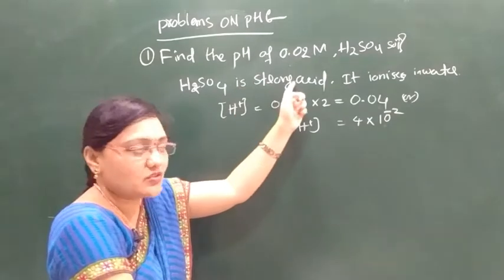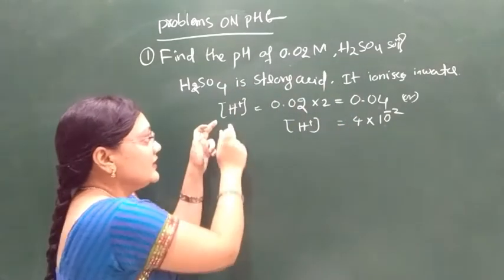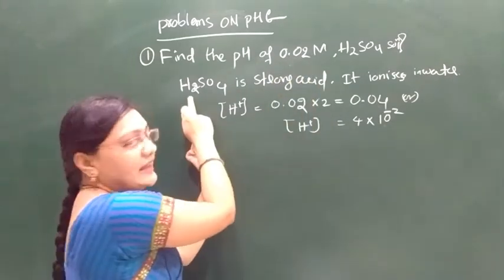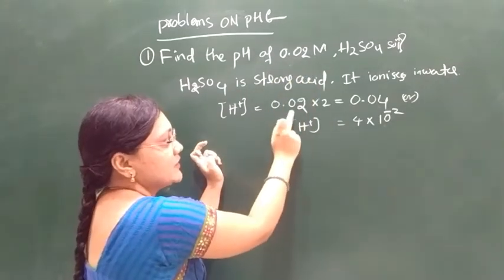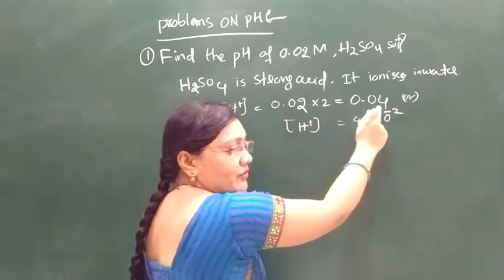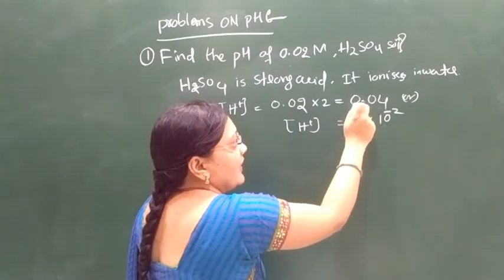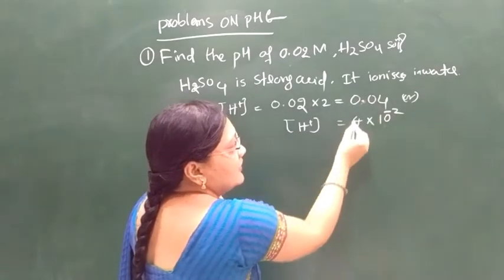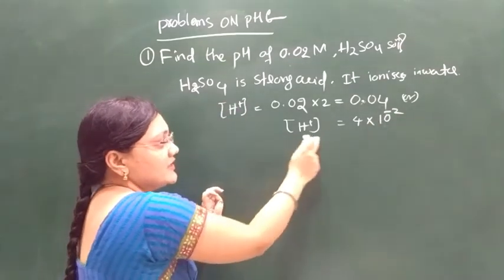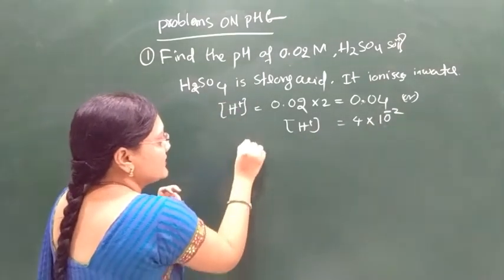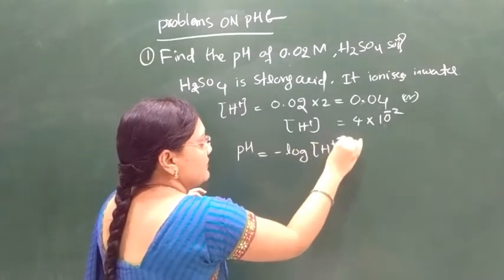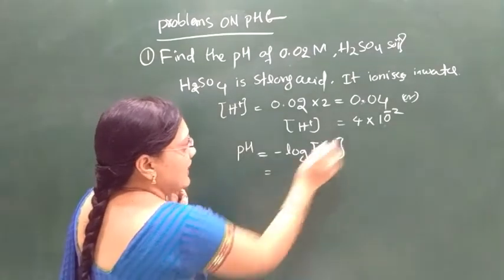H2SO4 is a strong acid that ionizes in water, so the concentration of H plus ions is 0.02 into 2, which is 0.04, or 4 into 10 to the power of minus 2. The formula is pH equals minus log concentration of H plus ions, and this value is substituted.